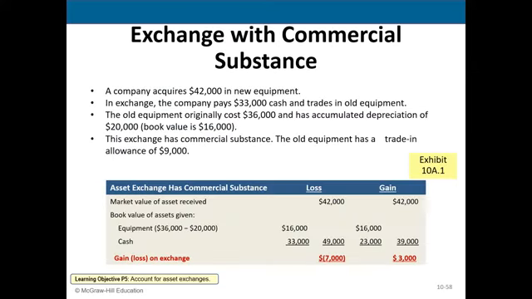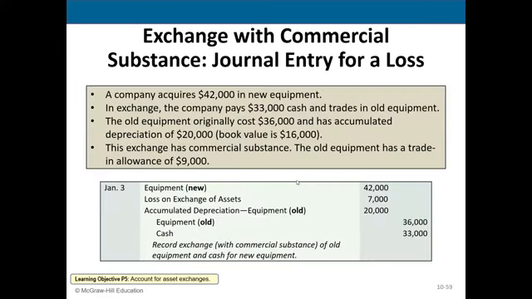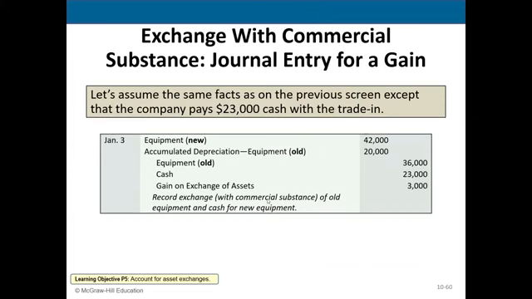So this is an example of an exchange. We have a company that acquired $42,000 in a new piece of equipment. They exchanged $33,000 in cash plus some other equipment. So this just kind of shows you what that exchange looks like. I wouldn't worry too much about it, but it works the same exact way for depreciation and gains and losses as the other stuff that I showed you earlier does. But that's how exchanges work. So don't worry too much about that part.